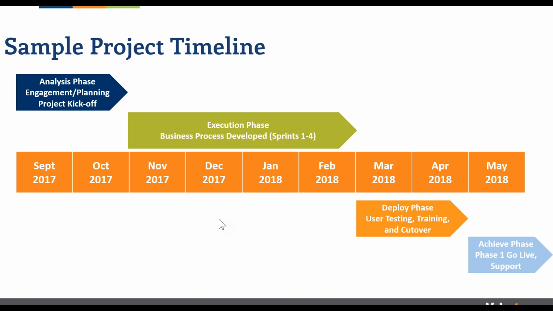So maybe in sprint 1, we're focused on general ledger chart of accounts, purchase orders, and inventory transfers. And then in sprint 2, we may be focused on sales order activity, general ledger transactions, and master planning. But we'll take each business process that is included in your project and assign them to a sprint.